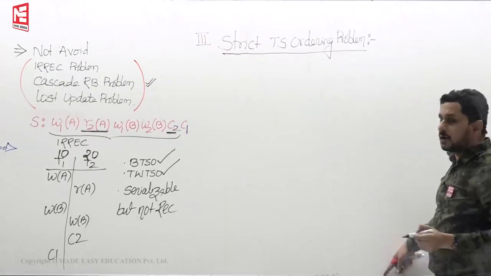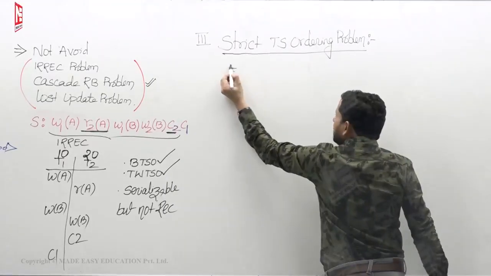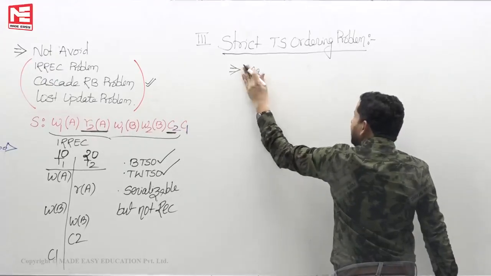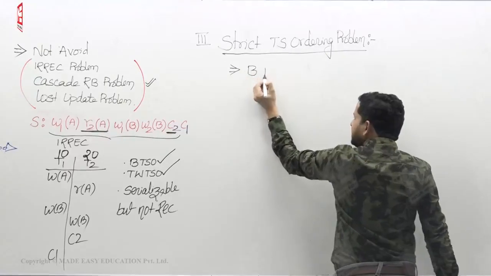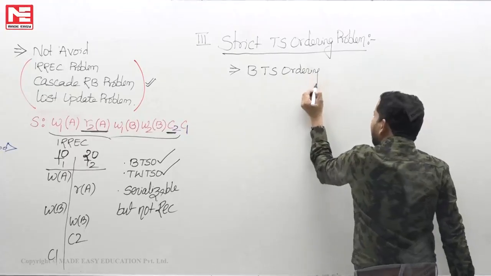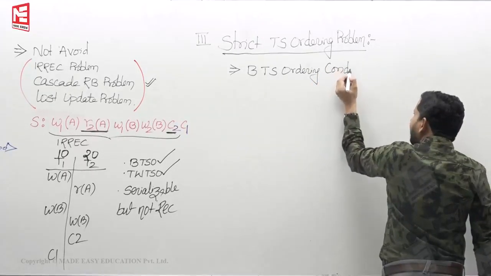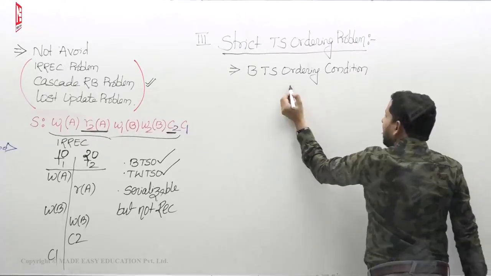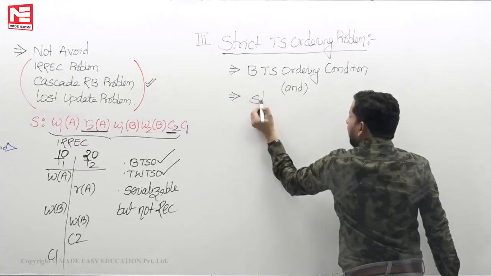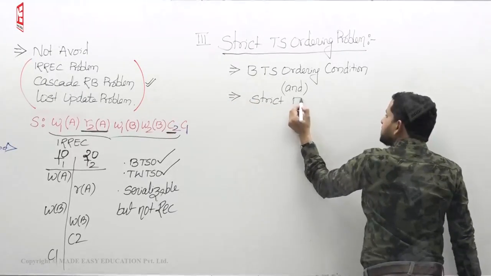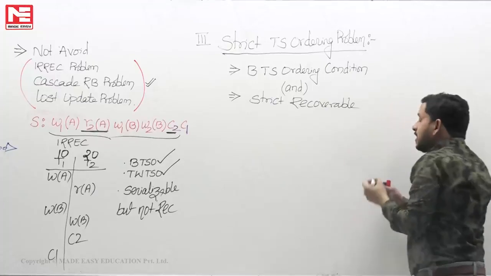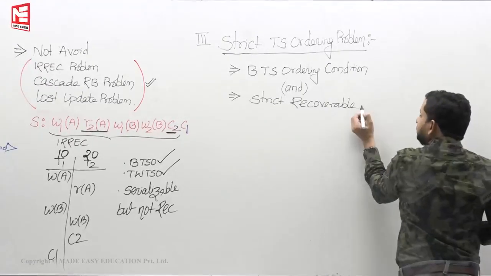Strict timestamp ordering protocol says that we must follow the basic timestamp ordering conditions, and strict recoverability should be ensured. The schedule must be strict recoverable. I am just directly writing this because conceptually it is sufficient. The strict recoverable schedule should satisfy the condition.